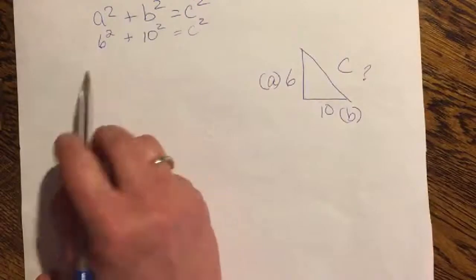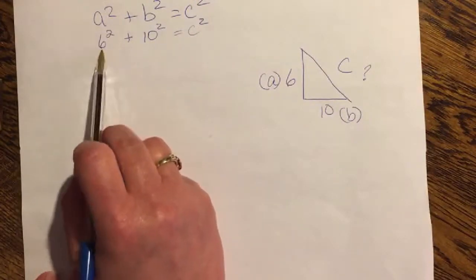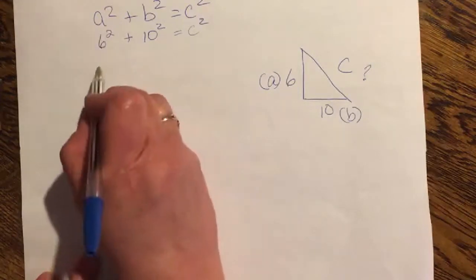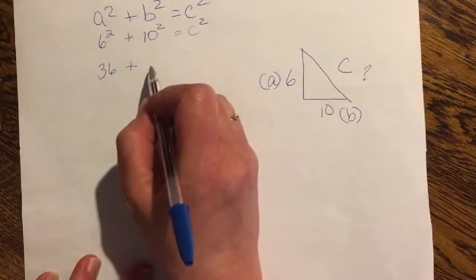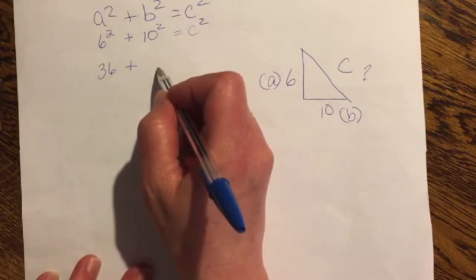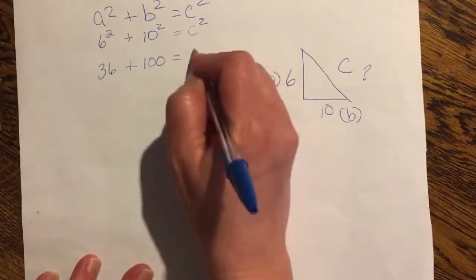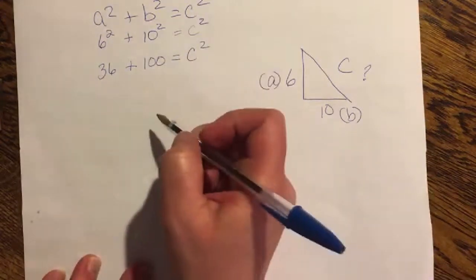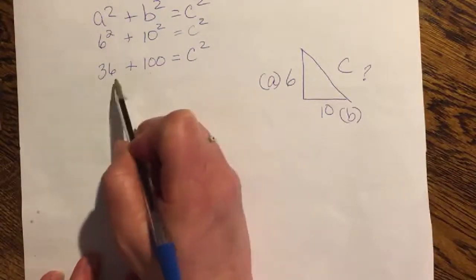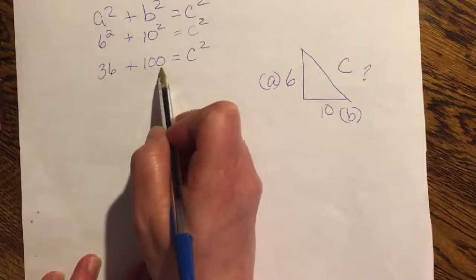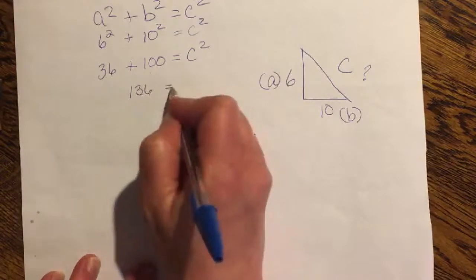Okay? So next, you have to take this 6 squared, and you have to take 6 times 6, or you can just put 6 squared. Well, that is 36. Plus, if you take 10 squared, what does 10 squared equal? Hopefully you got 100 on your calculator. Alright, so then we have that equals C squared. So next, you take 36 and you add 100. Well, what is 36 plus 100? Hopefully you got 136. Equals C squared.